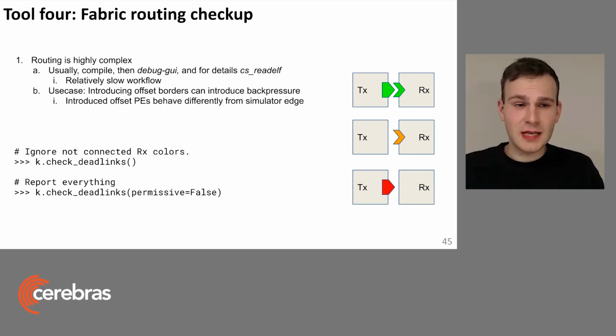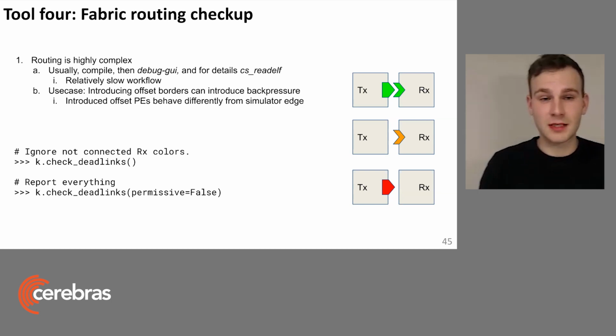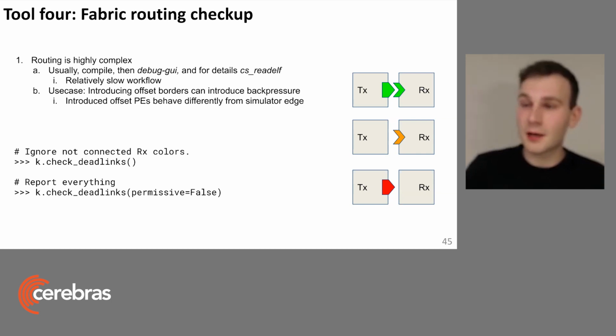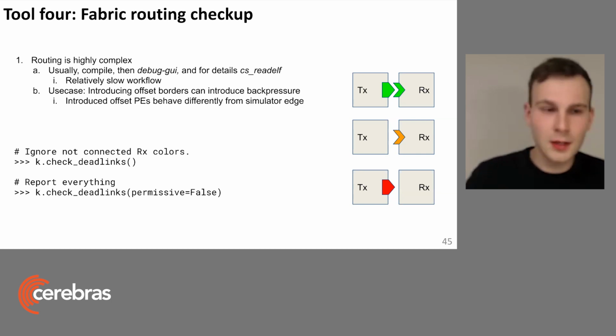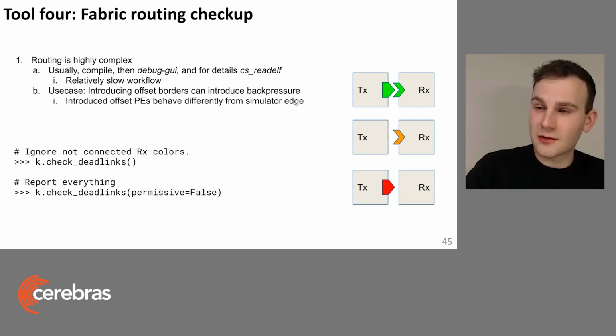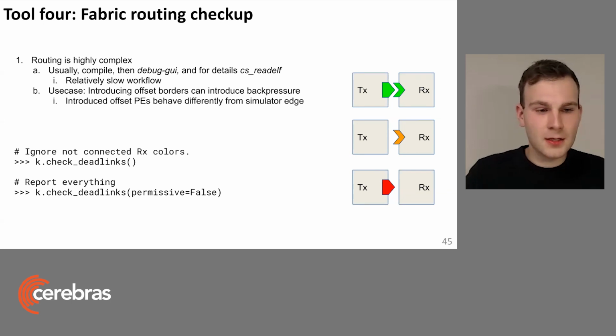Because of this highly complex routing, usually the workflow is to open the debugging GUI, and then use a tool, for example, CS-readelf, to verify the routing tables. You often need to write down information and input it from one tool into another tool, and this is quite tedious. So what we've built is a small routing checkup doctor tool, where you can check for dead links and you can show these different levels. So for example, you can show warnings and you can only show errors.